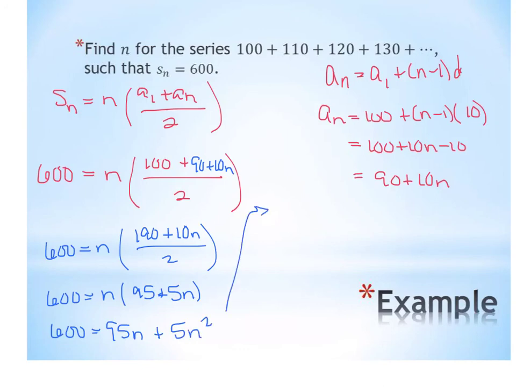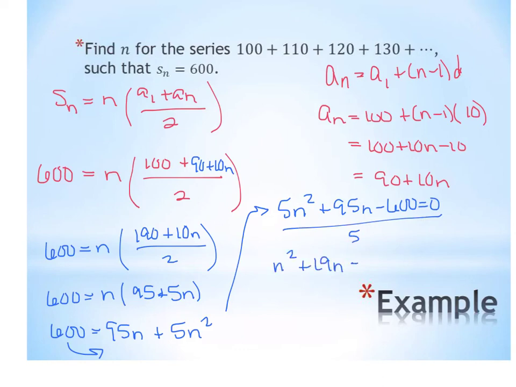And we want to set our quadratic equal to 0. And this time we're going to move the 600 over because I want that positive. And you know what else I'm going to do? I'm going to go ahead and divide everything by 5. n squared plus 19n minus 120 equals 0. Okay, to help you out with the factoring, it's n plus 21, and it's not a 21, it's a 24. Can't read my handwriting. n plus 24 times n minus 5. So n is negative 24 or positive 5.